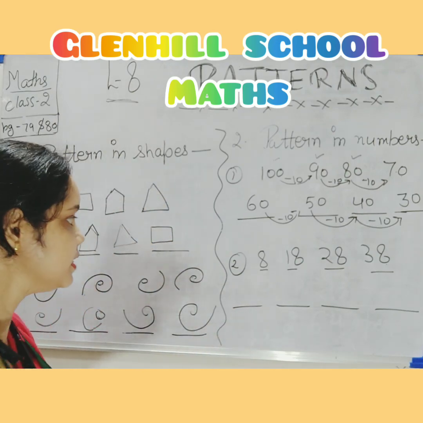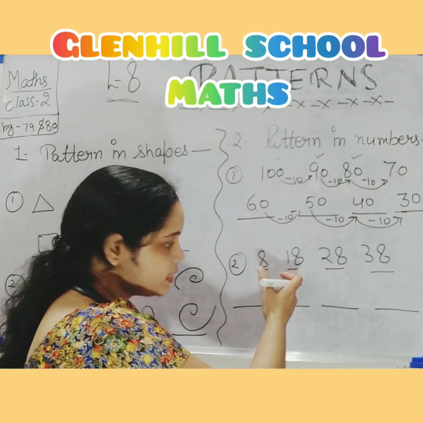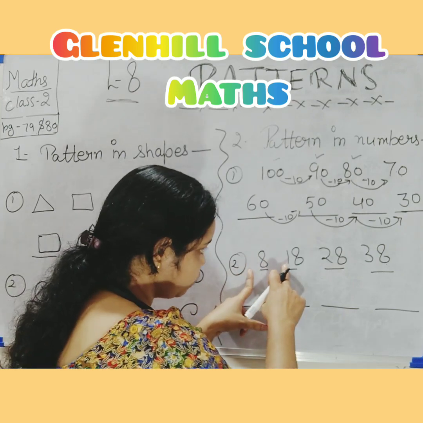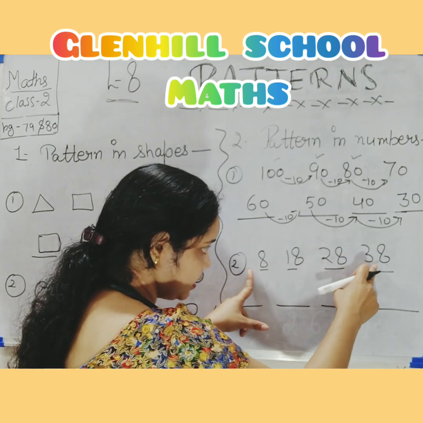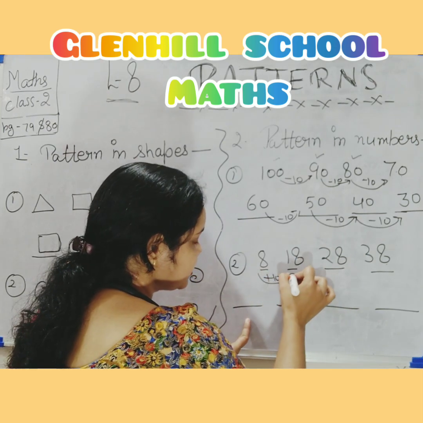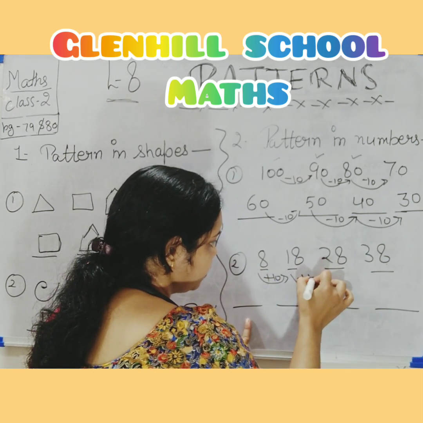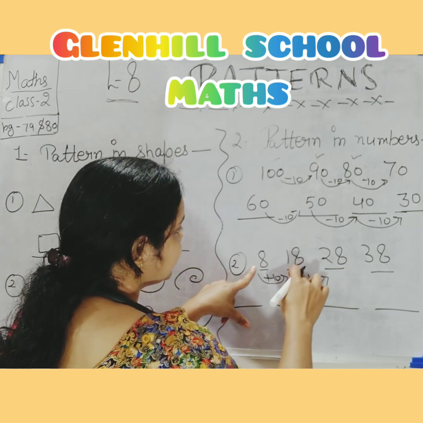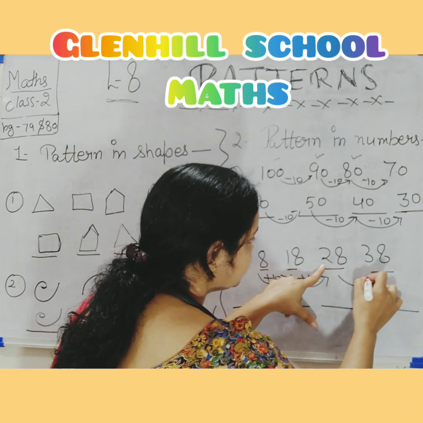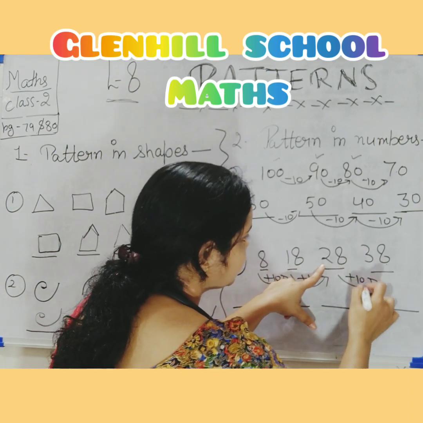But the difference is how many place? Tens place. Here tens place is nothing. But here is 1, here is 2, here is 3. So as we can see, there is 10 plus. In 8 when you add 10 become 18. In 18 when you add 10 become 28. And in 28 when you add 10 become 38.